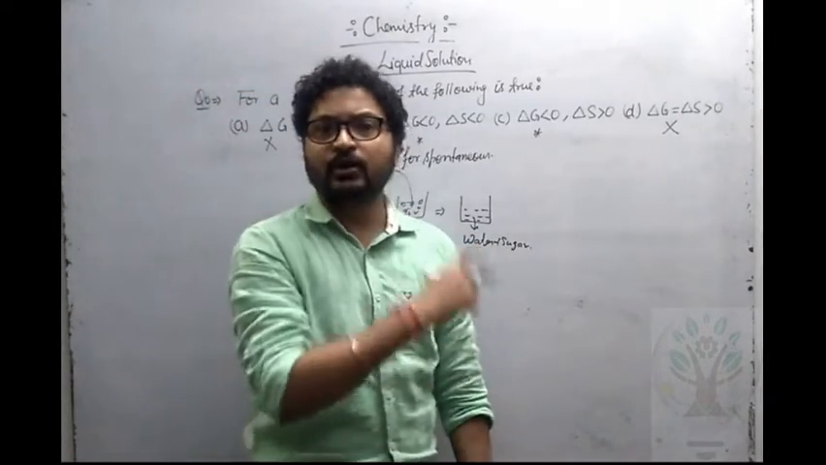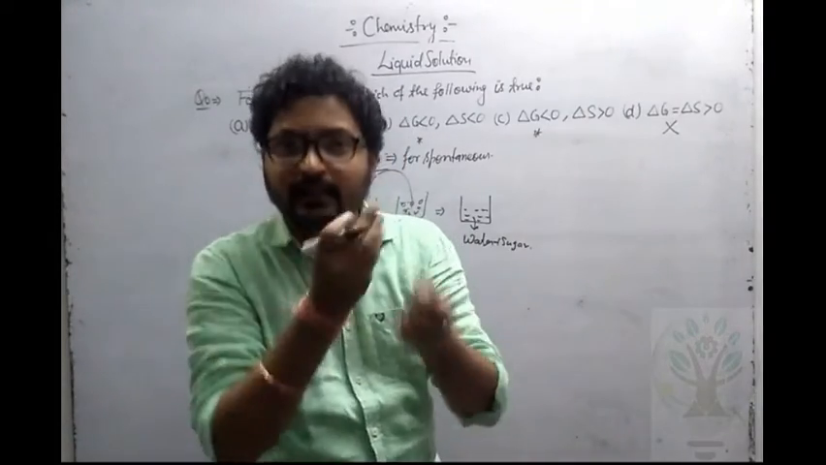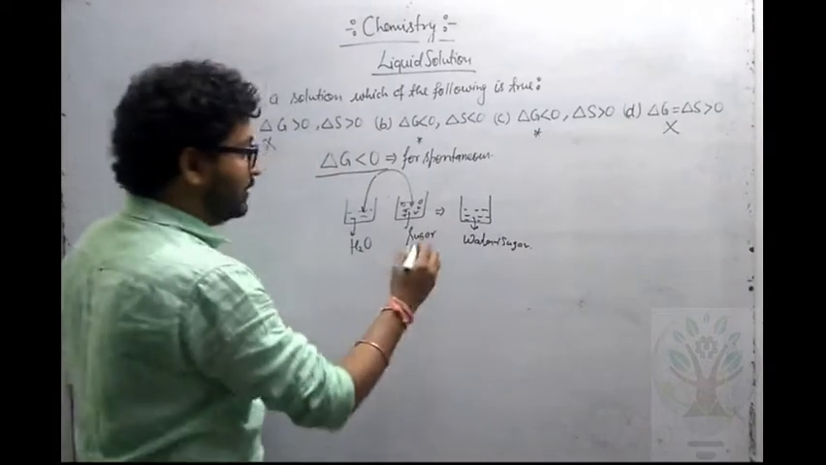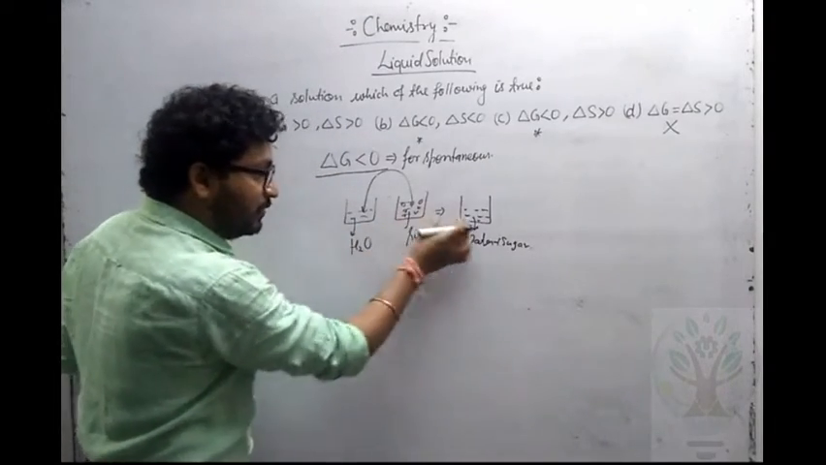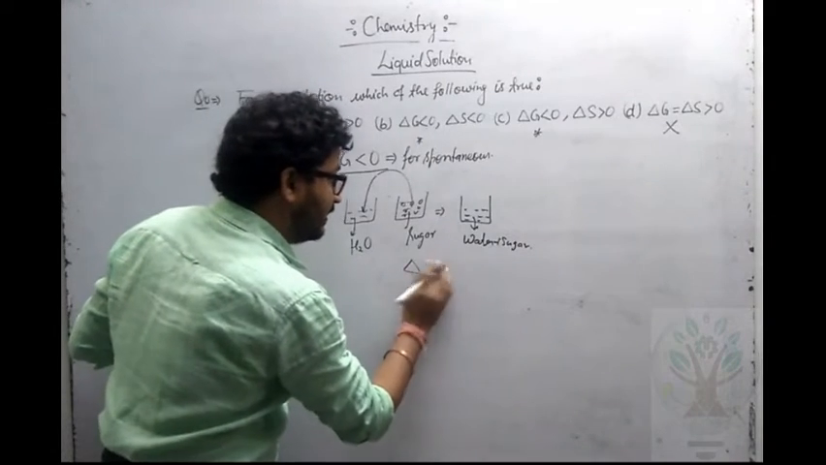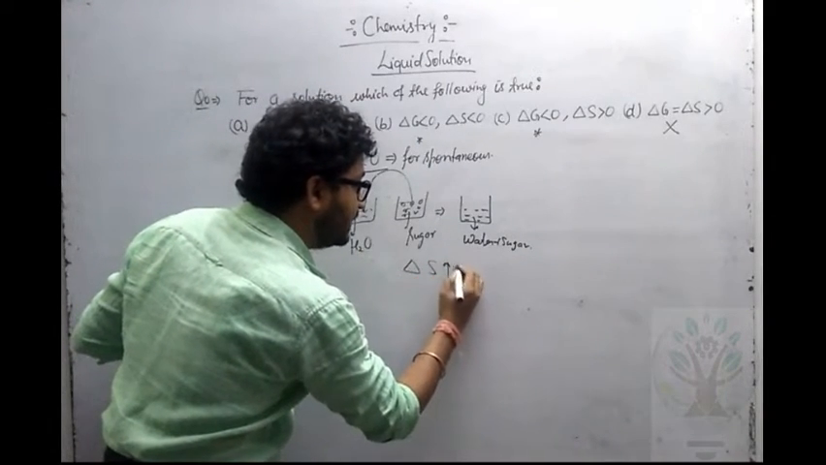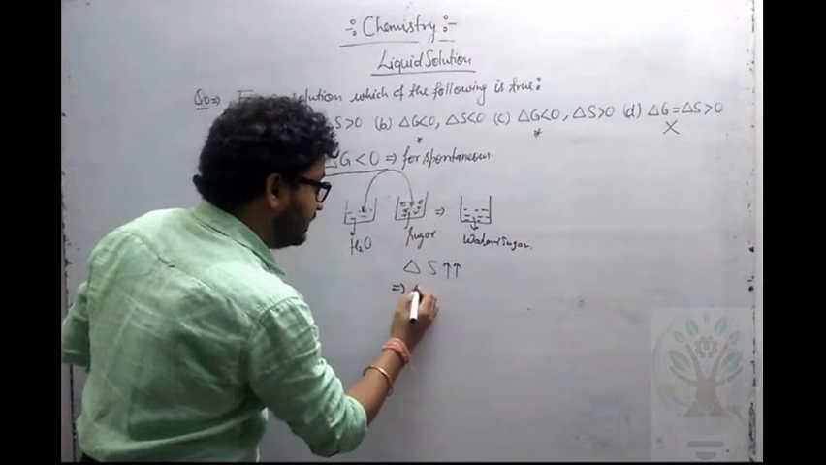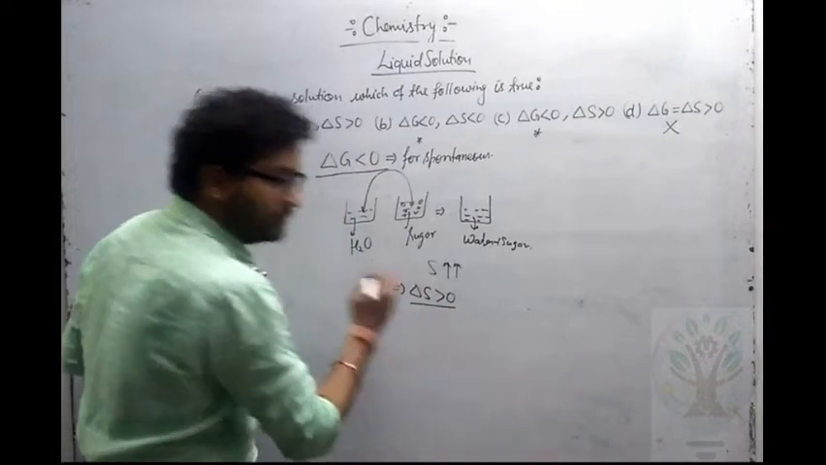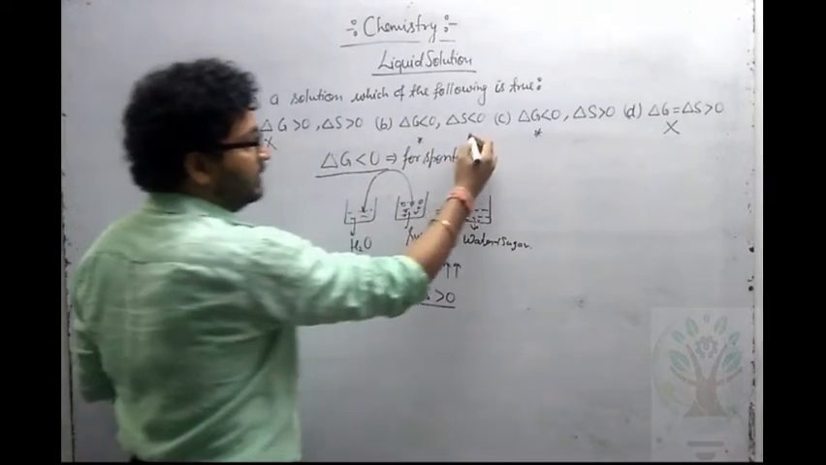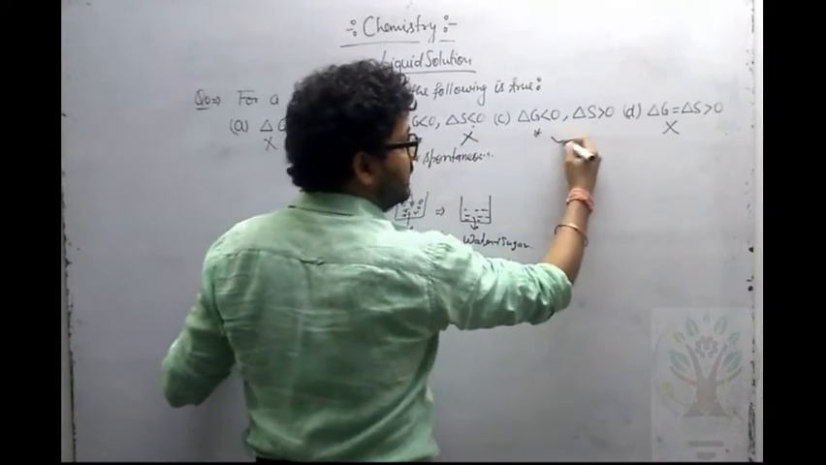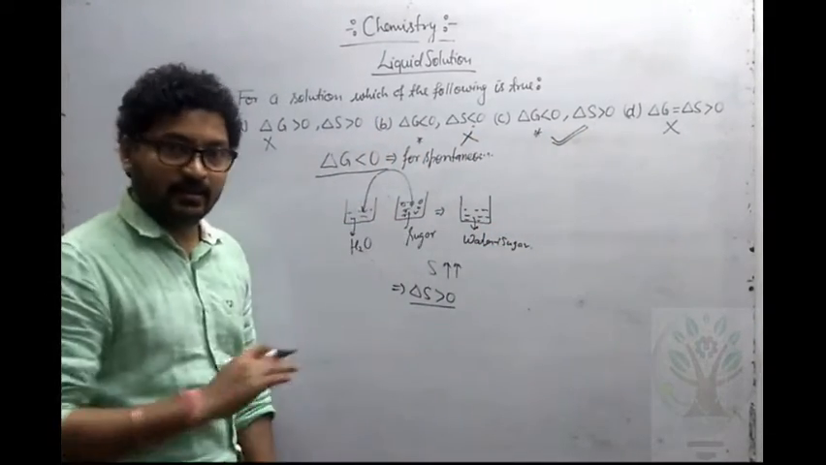It will be the solution, because the solution has more than one type of molecule, so there the randomness will be higher. So for the solution, from here to here, did randomness increase or decrease? 100% increased. So that means delta S will be greater than 0. So can this be the answer? No. Can this be the answer? No. This can't be the answer. So is this the answer? Yes. This is our answer.